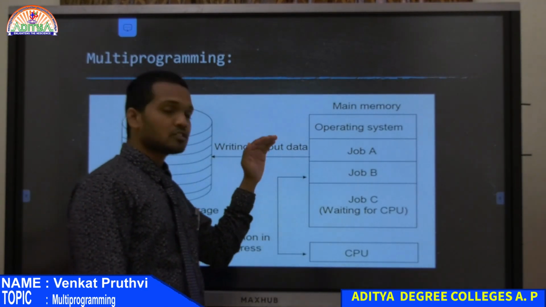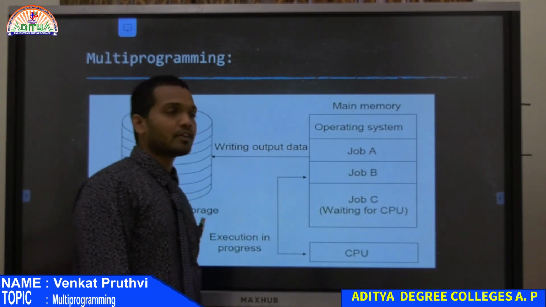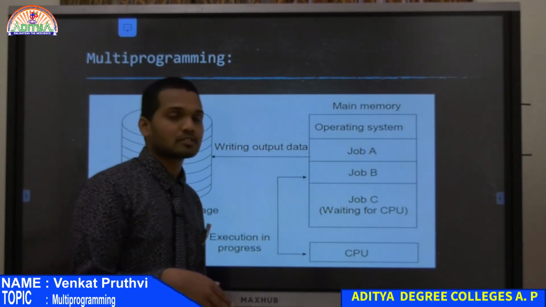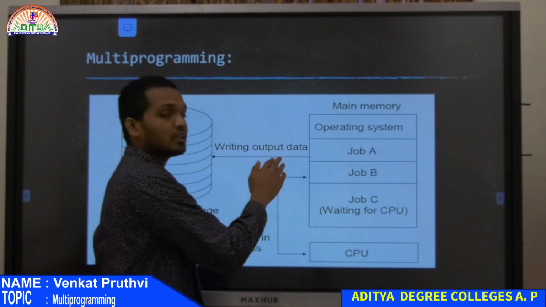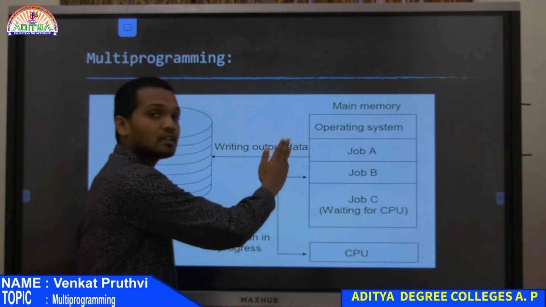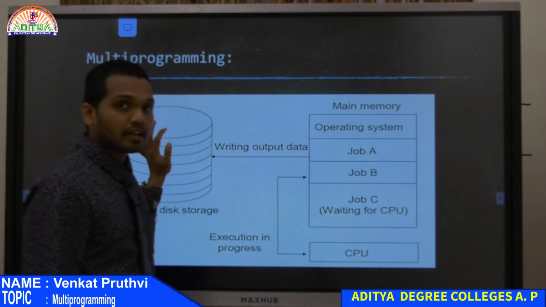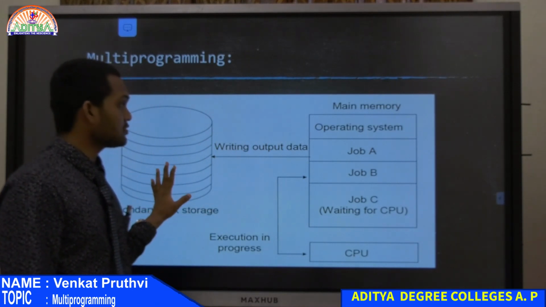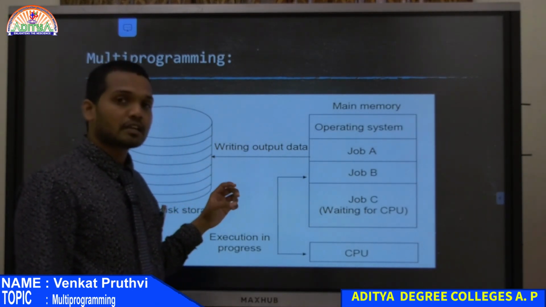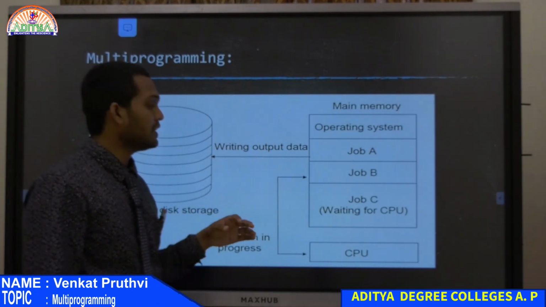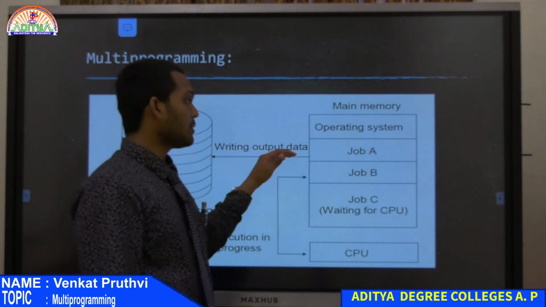Now, what is the first job? It is opening a Word file, and in that we are opening the existing Word file. When we are opening the existing Word file, it has a requirement with the secondary storage. So, it went to the secondary storage, it is collecting whatever data it wants. In the meanwhile, when the CPU is idle, job B is assigned.